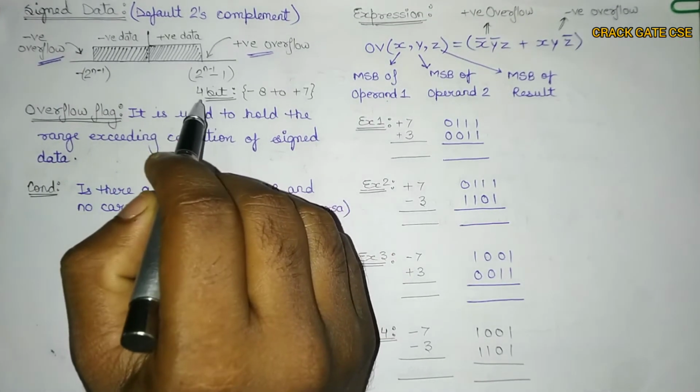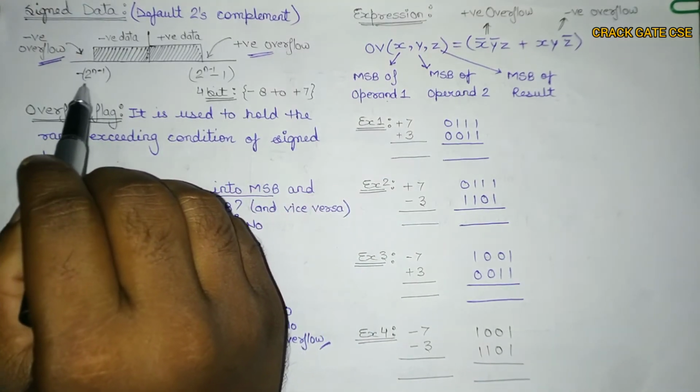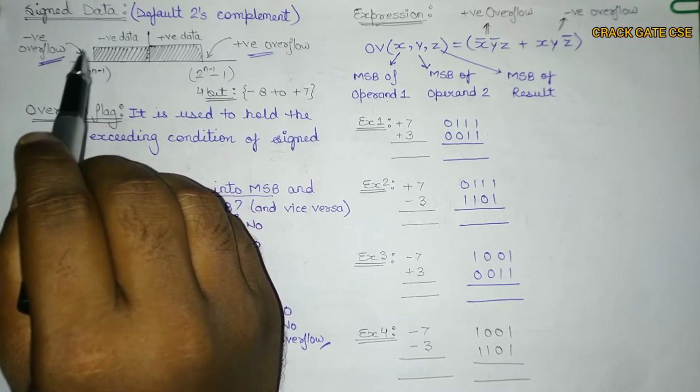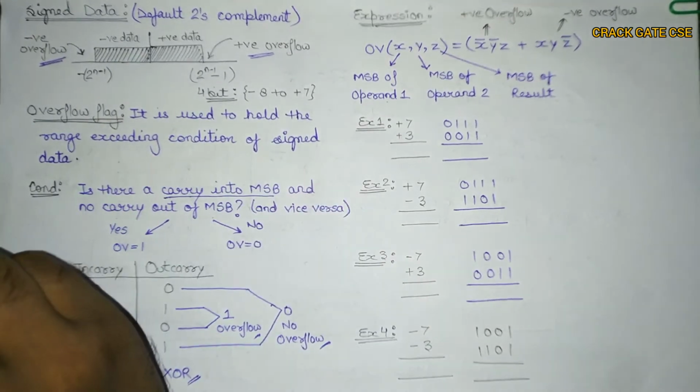So if I talk about 4-bit range, if I place 4 in this place of n, this will be 2 to the power 4 minus 1, that is 2 to the power 3, which is 8. So minus 8 to plus 7 is the range.